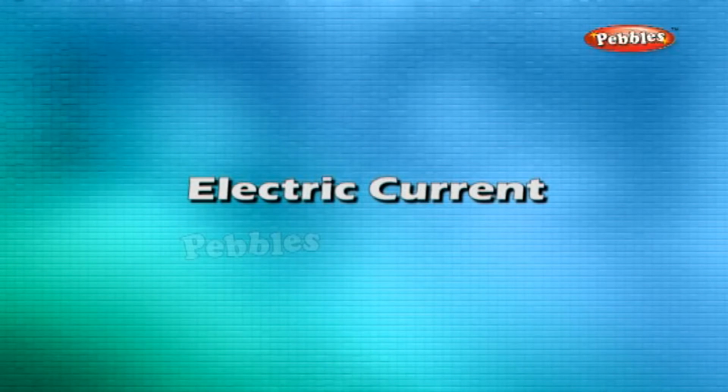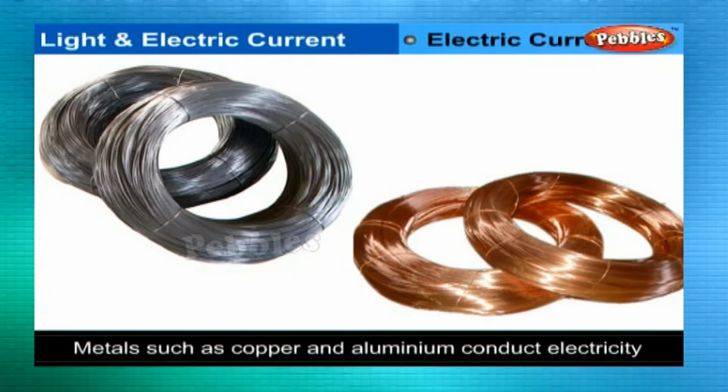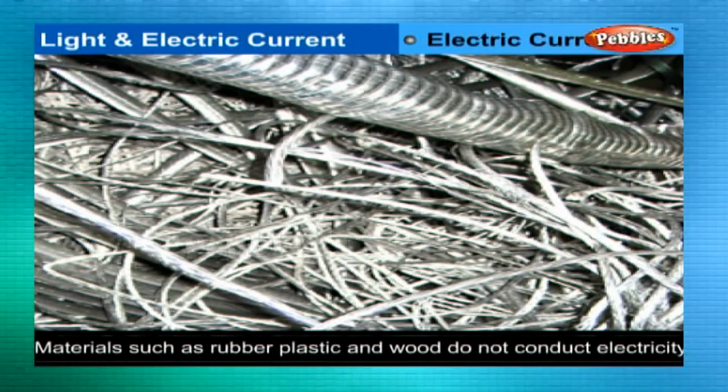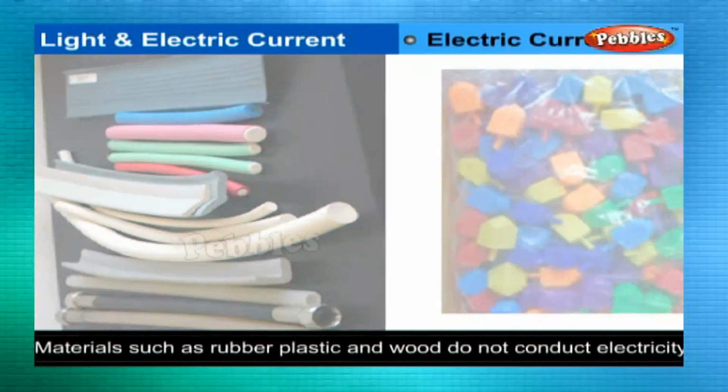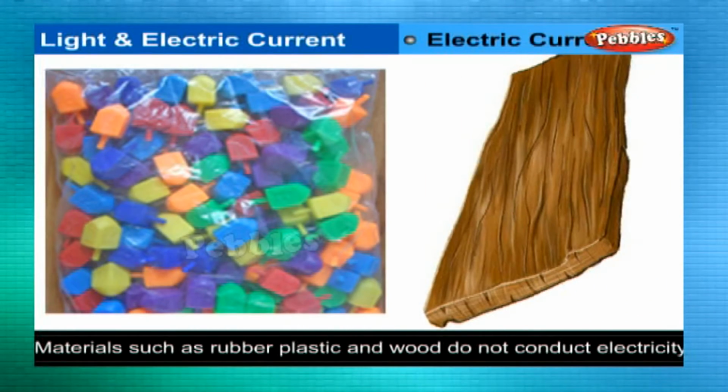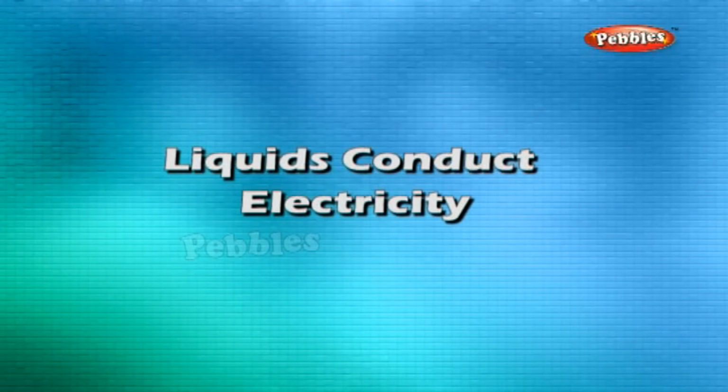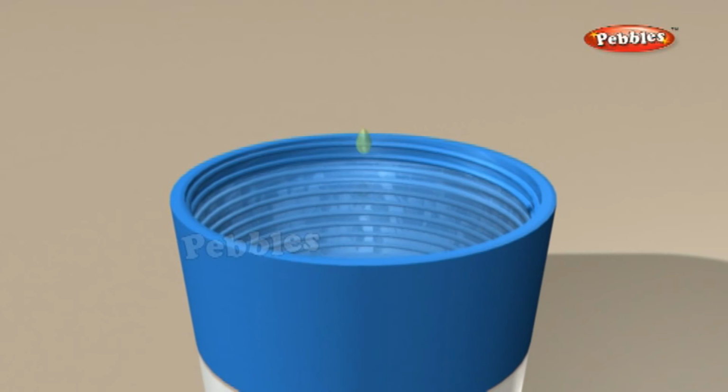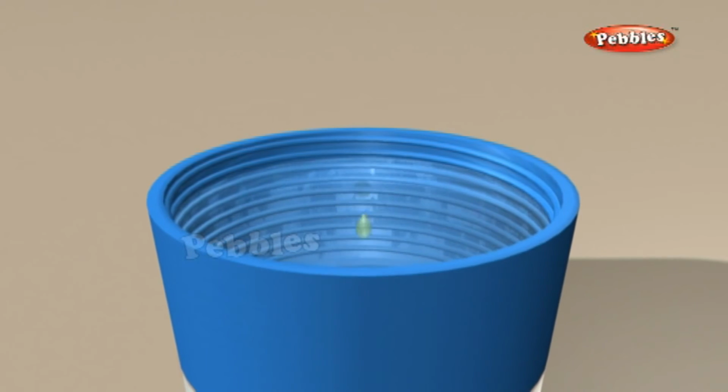Electric current. Metals such as copper and aluminium conduct electricity, whereas materials such as rubber, plastic and wood do not conduct electricity. Liquids conduct electricity. Collect a few small plastic or rubber caps of discarded bottles and clean them.